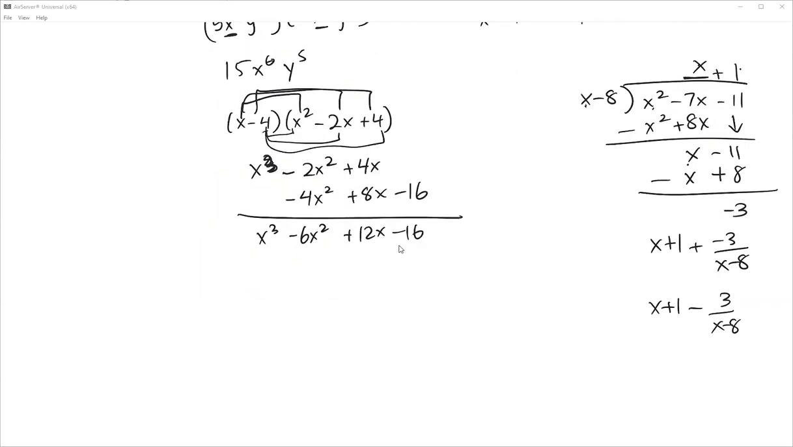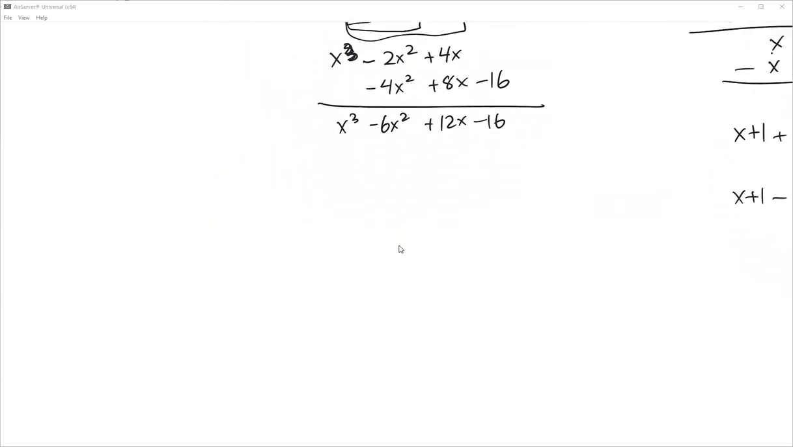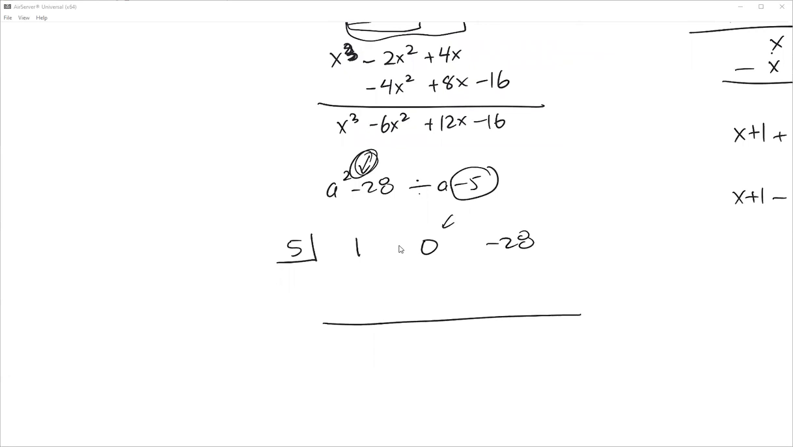Number 5. It's a squared minus 28 divided by a minus 5. Notice that there's no a to the first power here. So when we remember, take the opposite sign, so that'll be 5 in that box. And then the coefficients are going to be 1, 0, and negative 28. And remember, the 0 is there because there's no a to the first power right there. So you bring the 1 down. 1 times 5 is 5. You put that right here. You add them, 0 and 5, which is 5. And 5 times 5 is 25. And the remainder is negative 3.